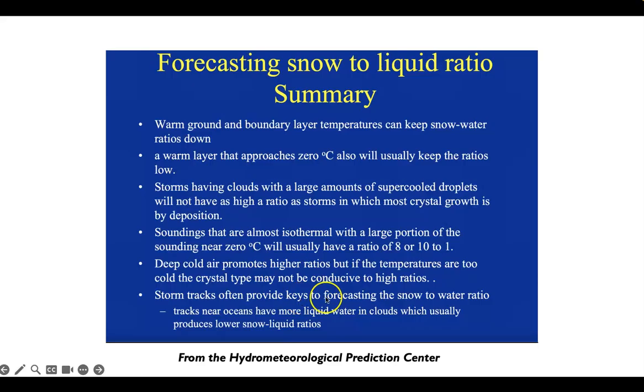Storm tracks often provide keys to forecasting the ratio. So, storms that go by the water, they produce lower ratios. But we're getting snow at night when it's cold, so we're going to be okay. Areas to the south of where I'm located will not be okay. They will be getting sleet and freezing rain. And yeah, this is from the Hydrometeorological Prediction Center, by the way.